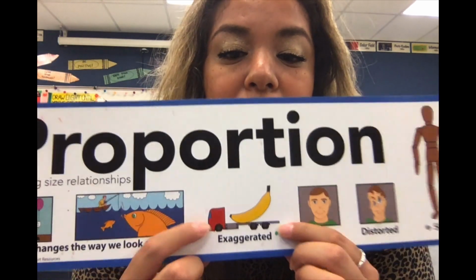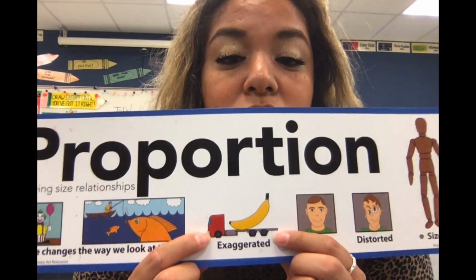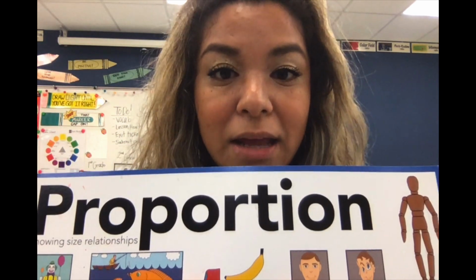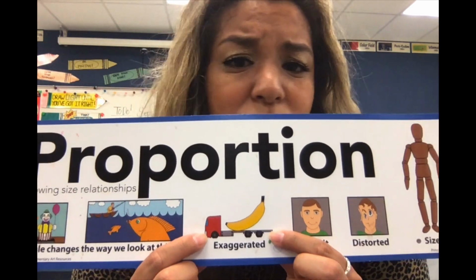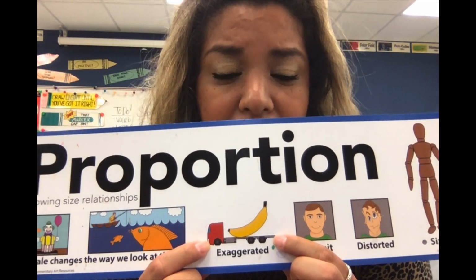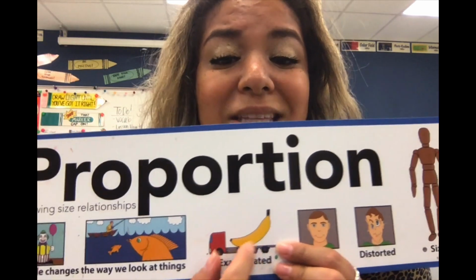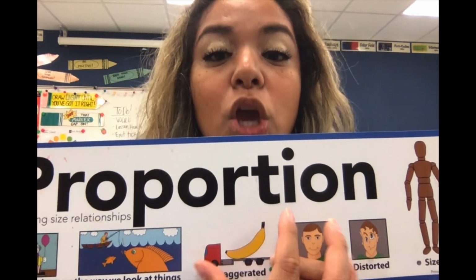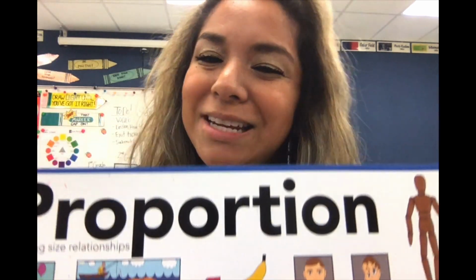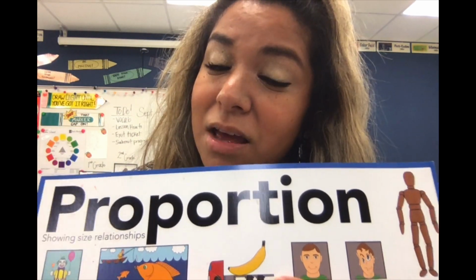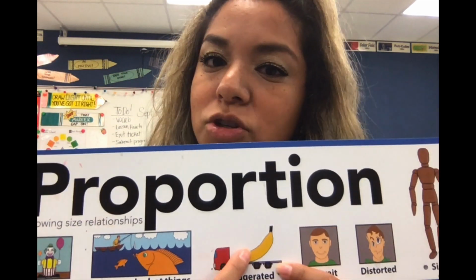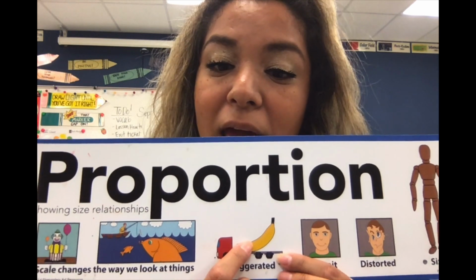Let's look at exaggerated proportion right here. Do you see that? There's a truck carrying a ginormous banana. Bananas aren't the size of big trucks, okay? Bananas are really tiny, so it's exaggerated proportion. That means that it's huge, okay? So the proportion isn't necessarily correct because the banana is not bigger than the truck. So the proportion's not right, okay?